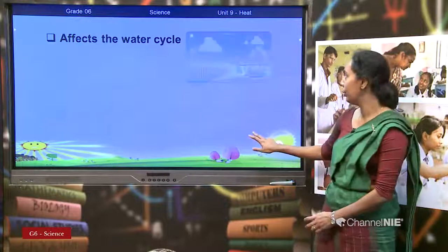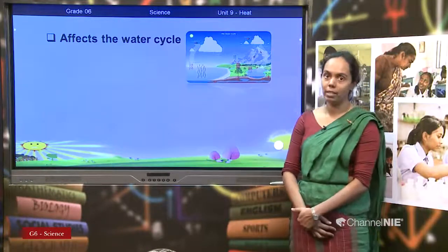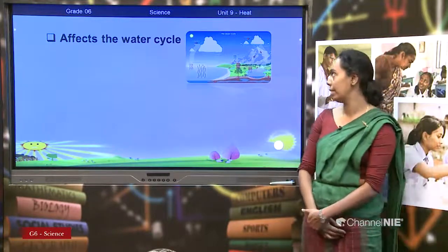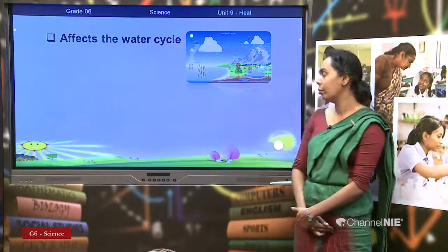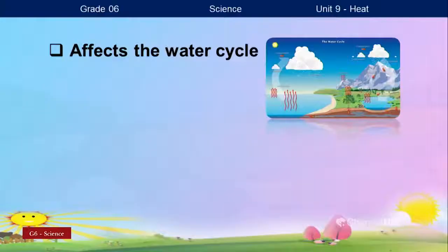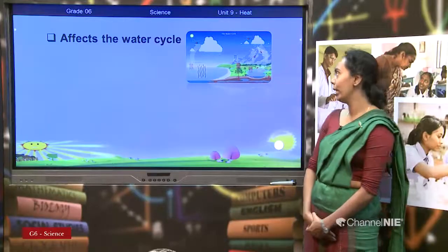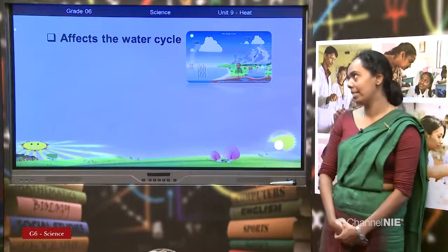In here you know water on the surface of earth, that means water present in the rivers, lakes, seas and other places, evaporates due to the heat of the sun. The water vapor rises up and forms clouds. When the water vapor present in the cloud condenses in the sky, then this water vapor becomes water droplets. These water droplets come to the earth as rain. This is the water cycle. You can see heat affects the water cycle.